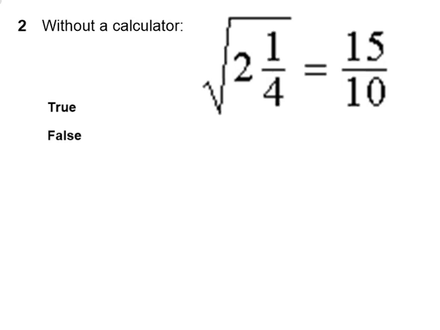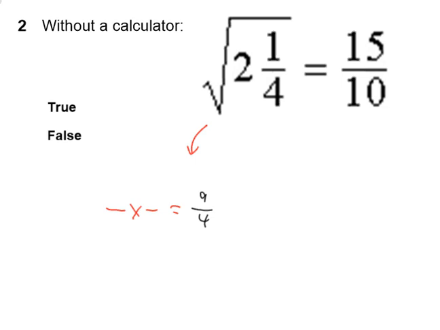Question 2, without a calculator, what is the square root of 2 1/4? Is it equal to 15 over 10? Well, let's try. Let's see what happens here. So the square root means what fraction times itself was 2 1/4. Now, since our procedure here is to figure out what is our numerator and what is our denominator, we can't do it with mixed fractions. So instead of using a mixed fraction, we're going to change 2 1/4 to an improper fraction.